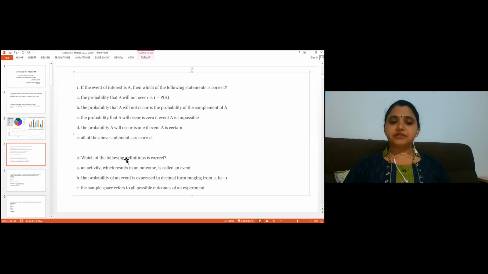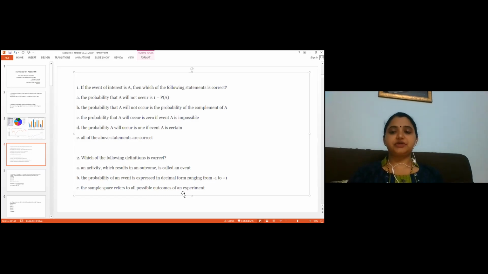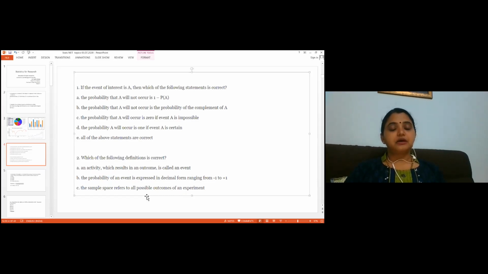Proceeding to the next one: which of the following definitions is correct? First, an activity which results in an outcome is called an event. Secondly, the probability of an event is expressed in decimal form ranging from -1 to +1. Third option, the sample space refers to all possible outcomes of an experiment. Which is correct is the question.